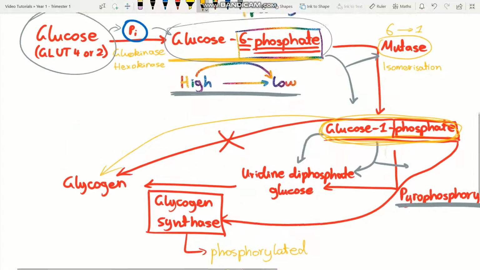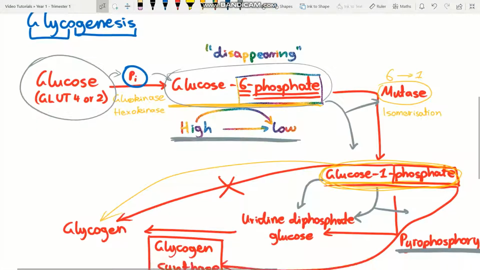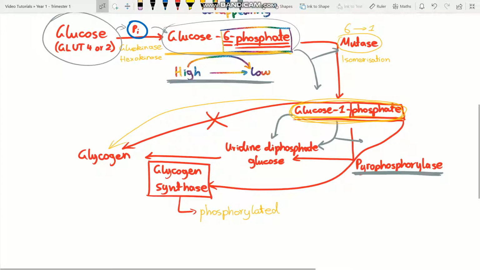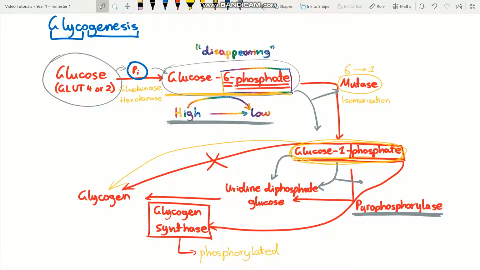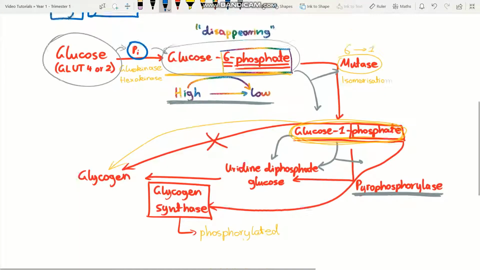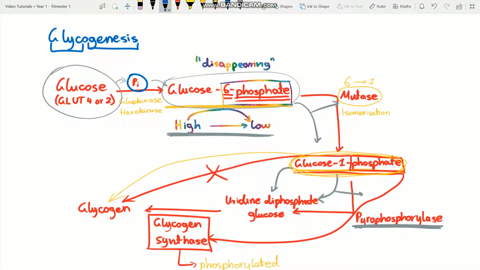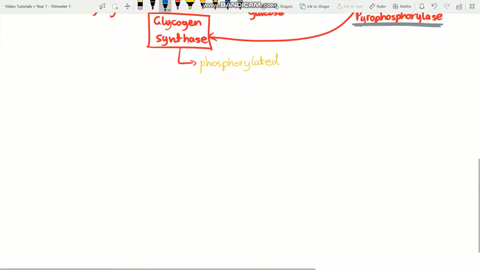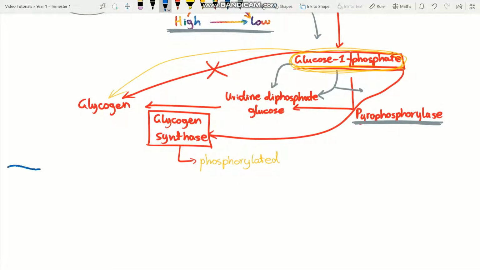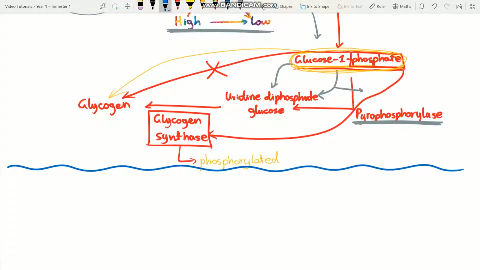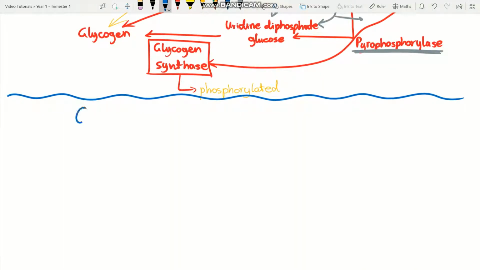So essentially, this is the overview or very basic viewpoint of glycogenesis. Moving on to the process of glycogenolysis, it's essentially the opposite of what occurs here. But I'd like to draw it separately because there are some stages that are actually missing. So, glycogenolysis, what is it?